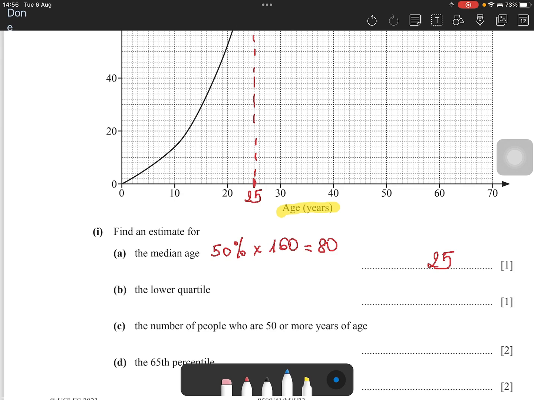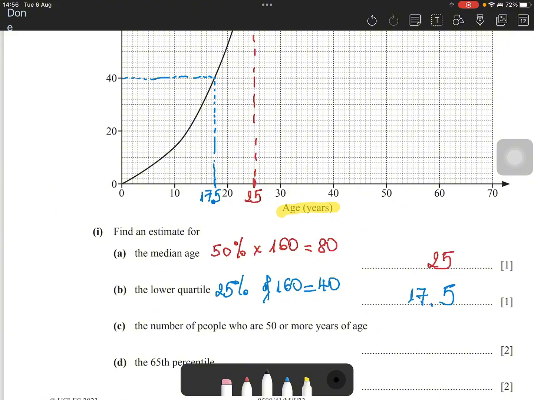B. Find the lower quartile, which means 25% of 160. It is 40. So I'll start from 40. I move to the right, and then I move down. So it is around 17.5. So this one is 17.5.